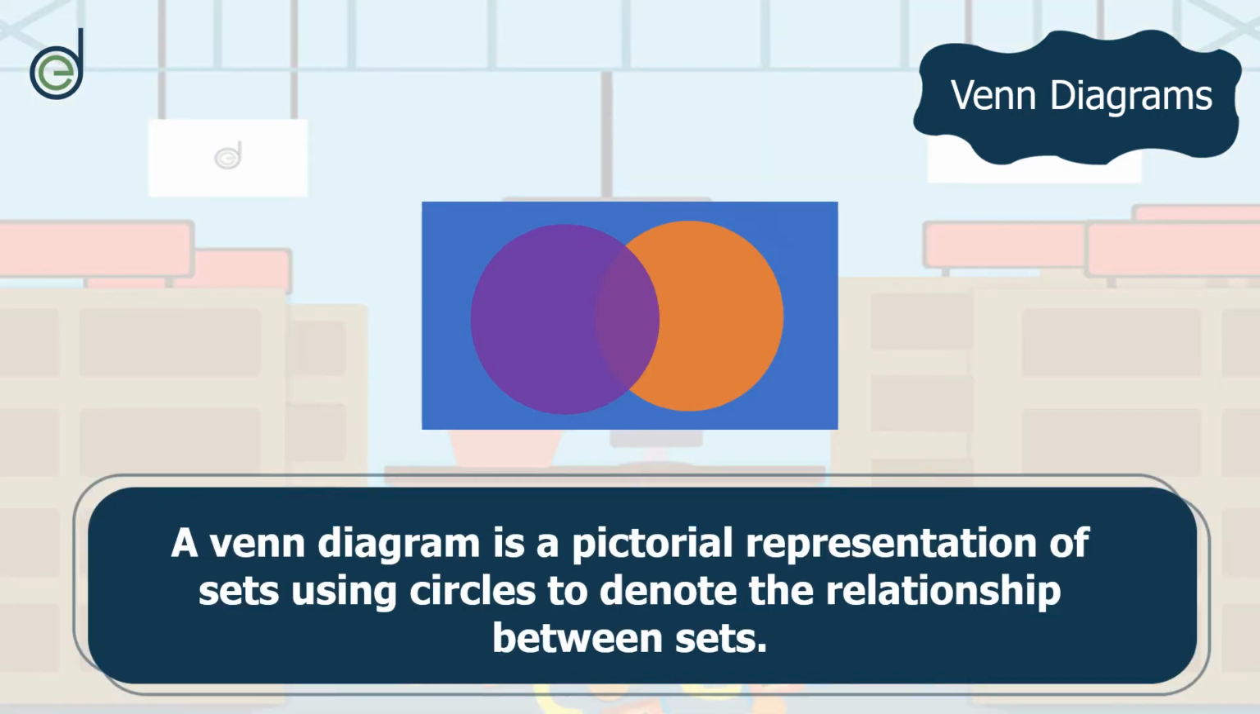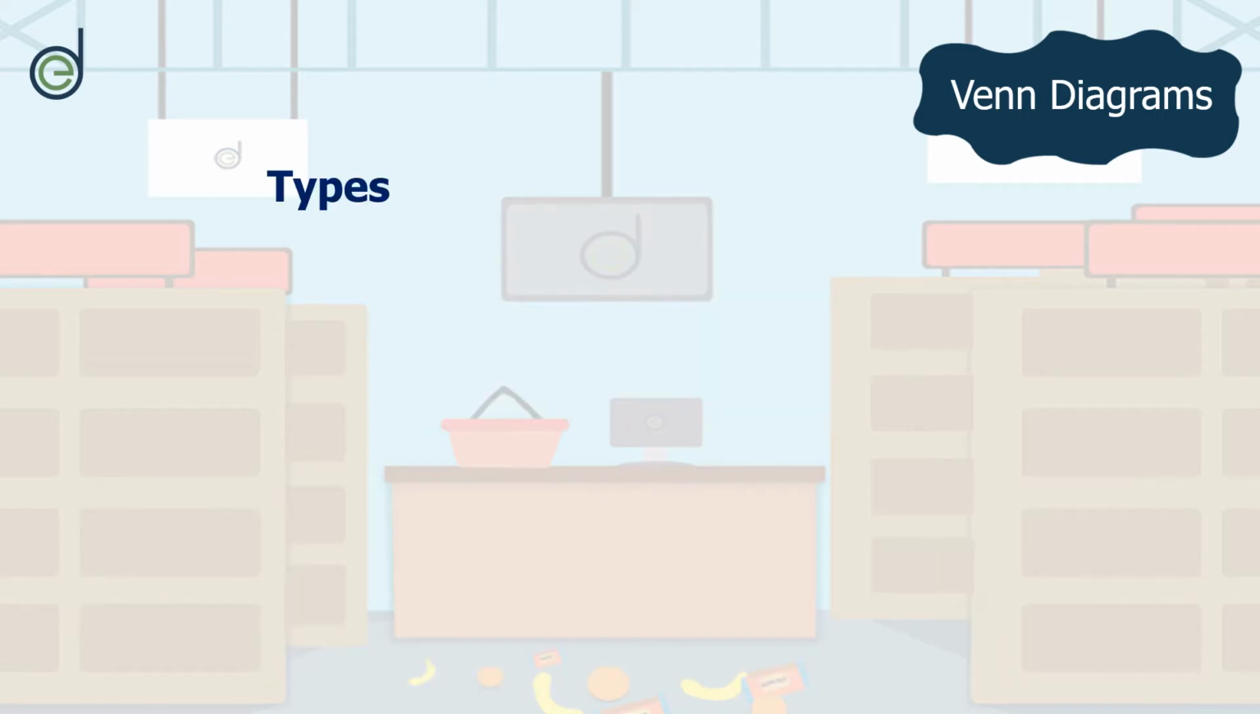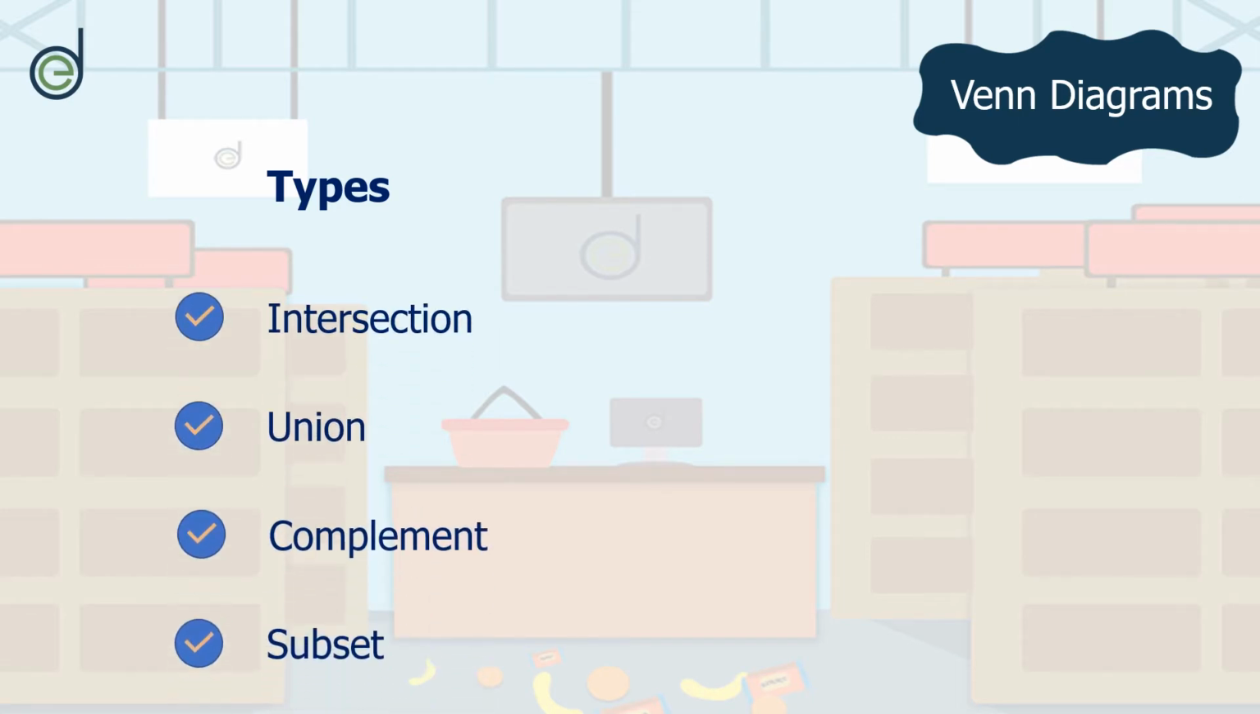What is a Venn diagram? A Venn diagram is a pictorial representation of sets using circles to denote the relationship between sets. Set operations such as intersection, union, complementation, and subsets can easily be demonstrated by using Venn diagrams.